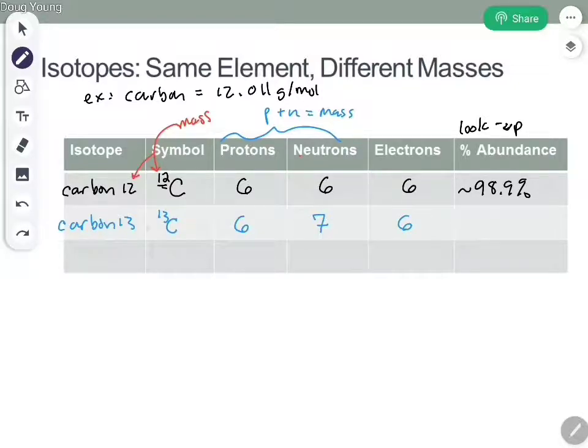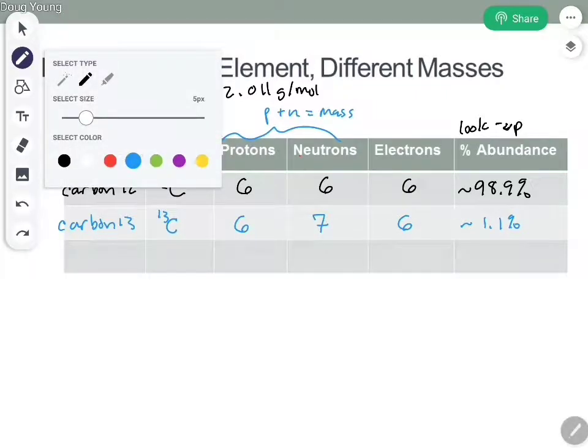Electrons don't change because, again, this is neutral, so the number of electrons should be the same as the number of protons. Electrons are negative, protons are positive, same amount if it's not an ion. And then if you look at the percent abundance of carbon-13, it's about 1.1%, a little less. About 1.1% of all the carbon out there is carbon-13. So just 1 in 100 more or less.